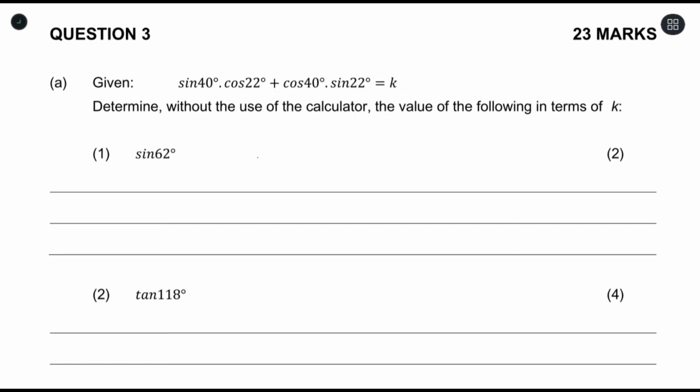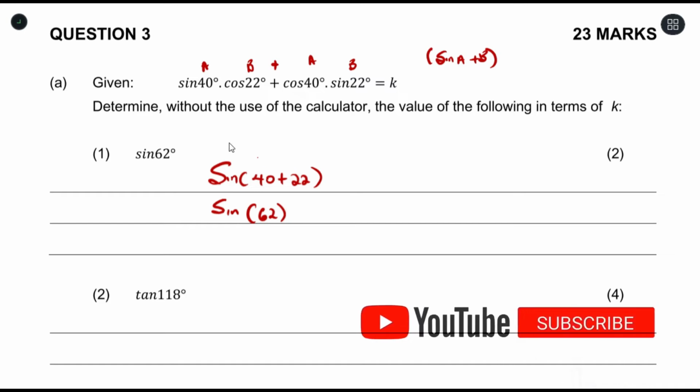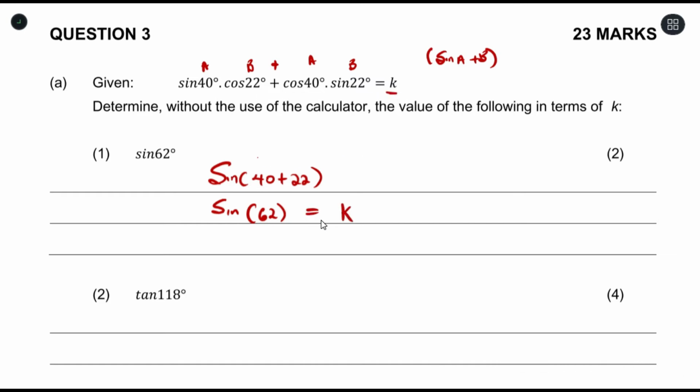Now looking back at our question, we understand that this here is a compound identity. I understand it's a compound identity because this represents A, this represents B, this represents A, this represents B. So it's the sine compound identity where if this is a plus, this here would be sine A plus B. If that's the case, our question over here can be written as sine 40 plus 22. And as you know, sine 40 plus 22 gives you 62. And if this whole thing is k, it means that sine 62 is actually equal to k.